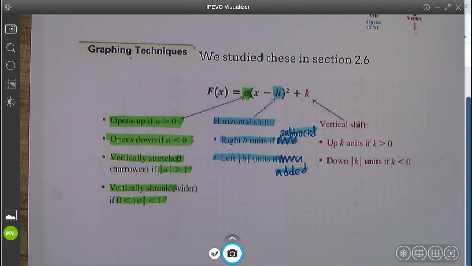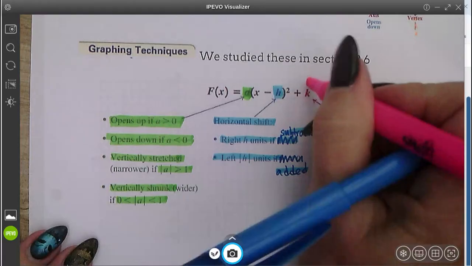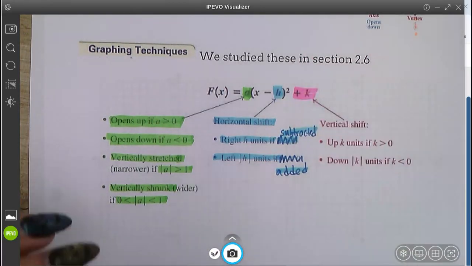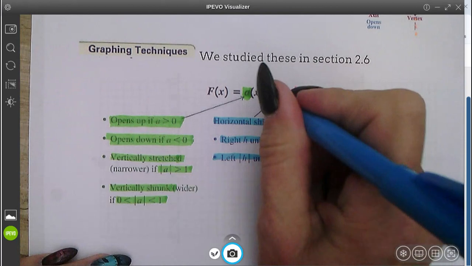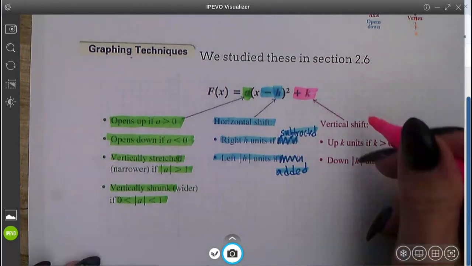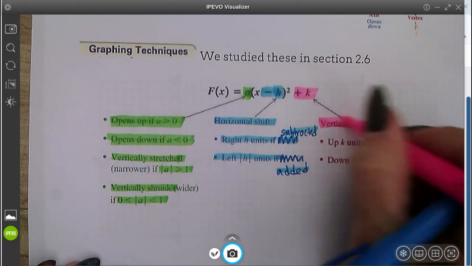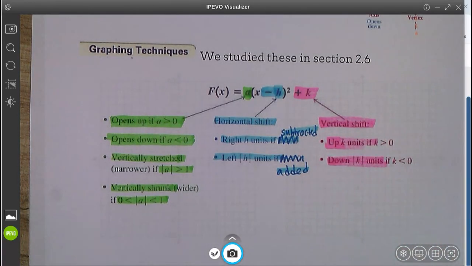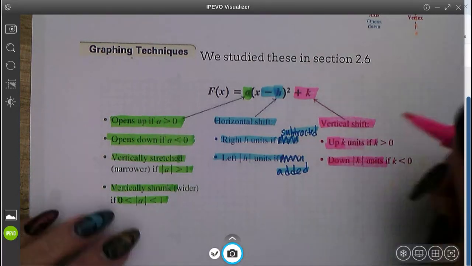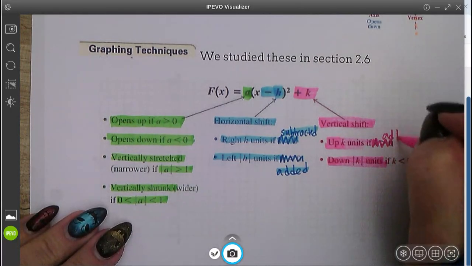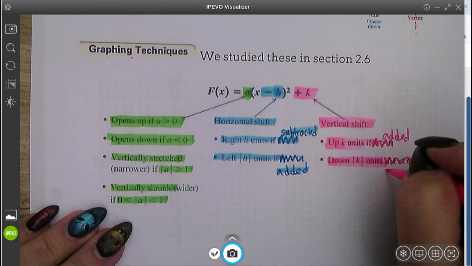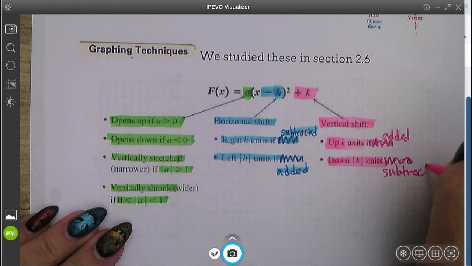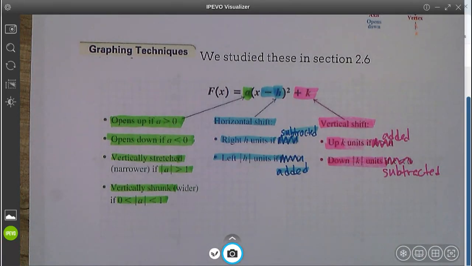Then we have vertical shifts that are added at the end. And we have a vertical shift up if that is added, and down if it is subtracted. So I'm going to change those as well. So up k units if added, down k units if subtracted. So those are the same transformations that we saw in chapter 2. So nothing new there.